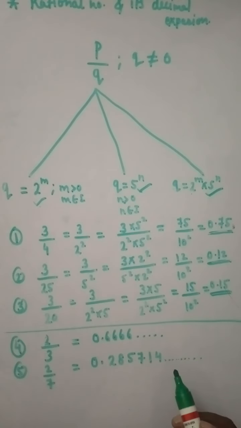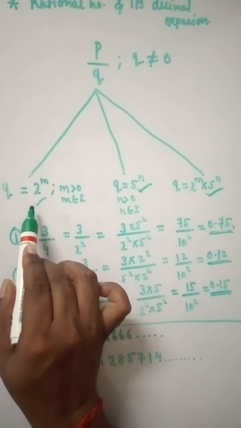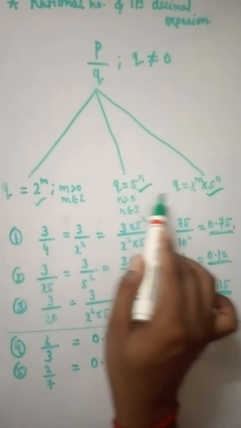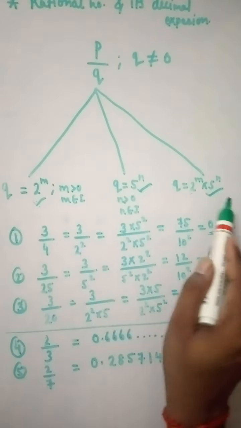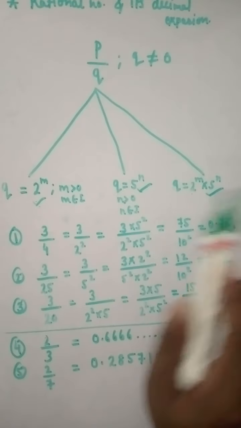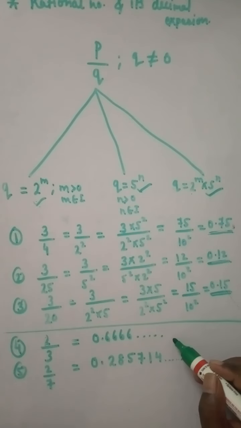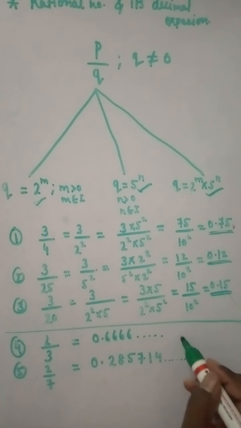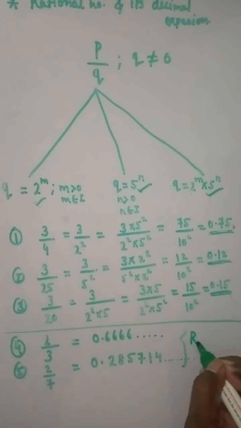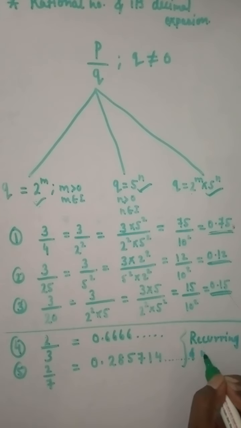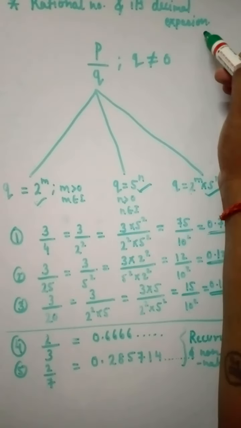What I'm trying to tell you is that if we have a denominator other than these forms after prime factorization, then the decimal expansion will be a recurring, non-terminating decimal expansion. This is very important to understand about rational numbers and their decimal expansions.